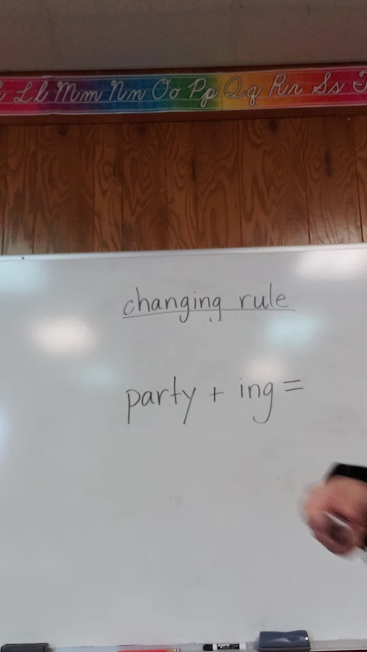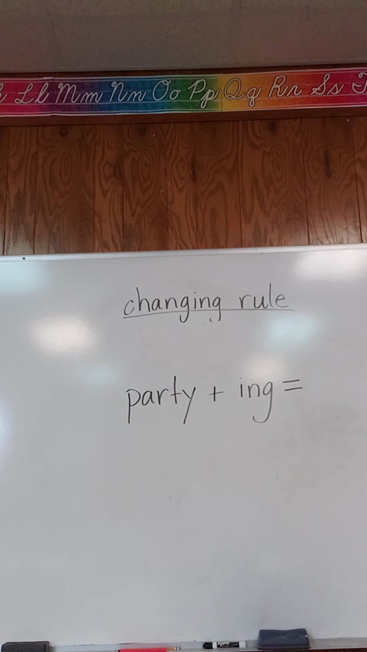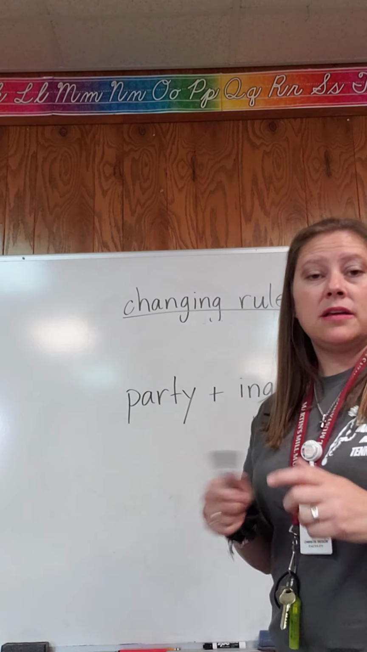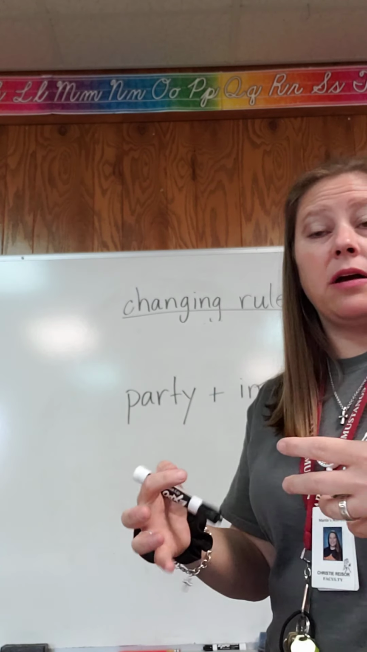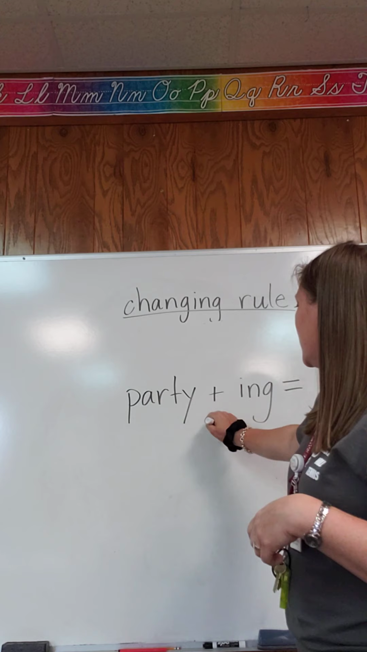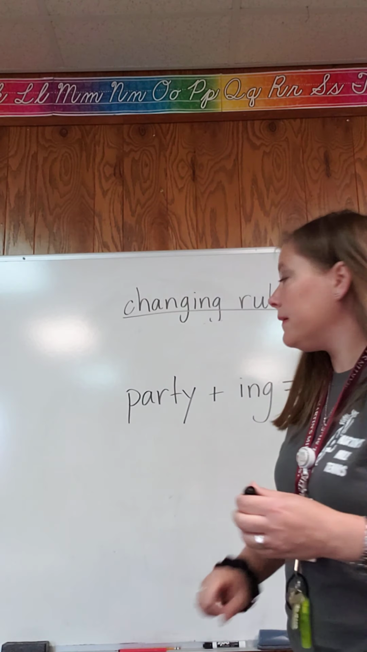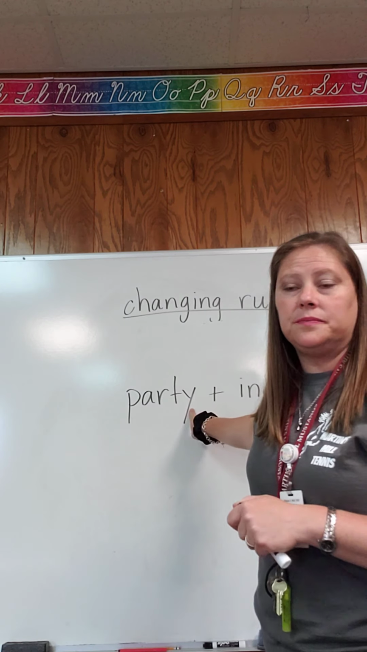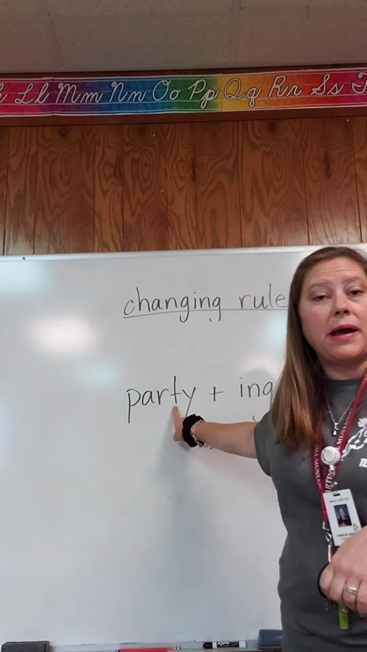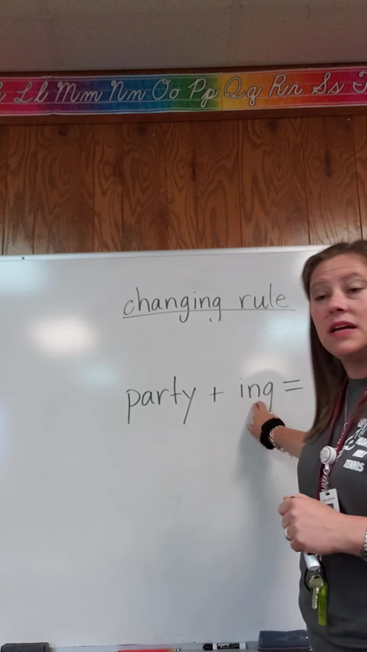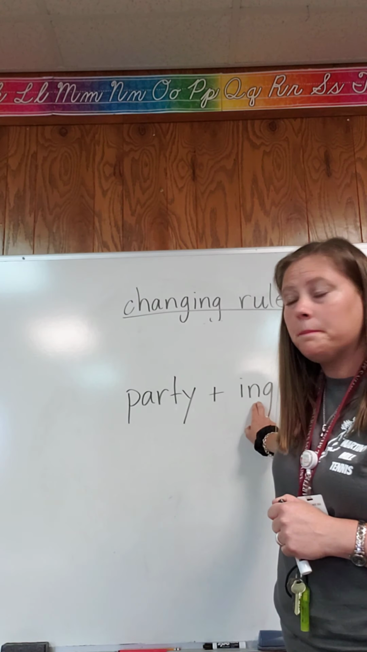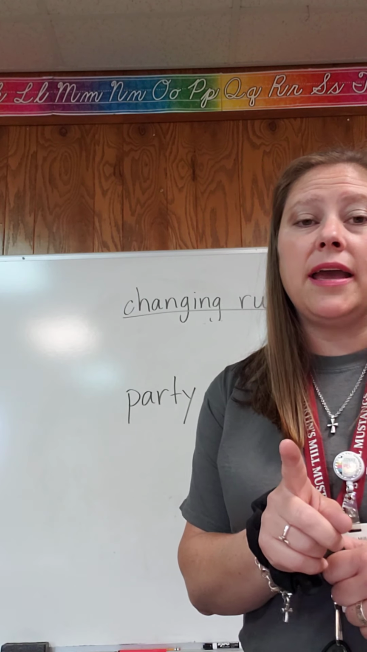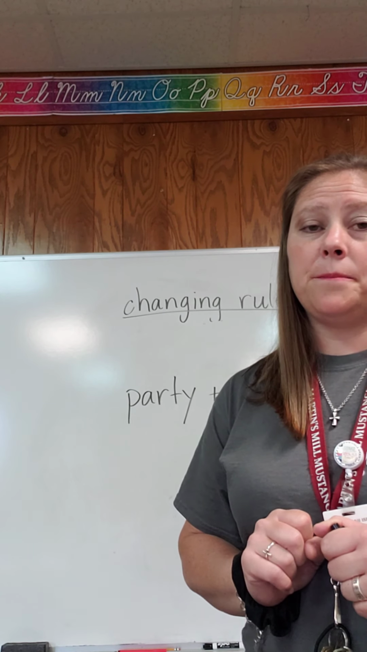Okay, identify the base word. Party is correct. Identify your suffix, ing. Suffix ing means it's happening now. Okay, so you got party plus suffix ing. All right, let's take a look at this. The Y. Is it followed by a consonant? Yes, it is, followed by consonant T. Look at the suffix. Does the suffix start with an I? Yes, it does. So since that suffix starts with an I, what does that mean?